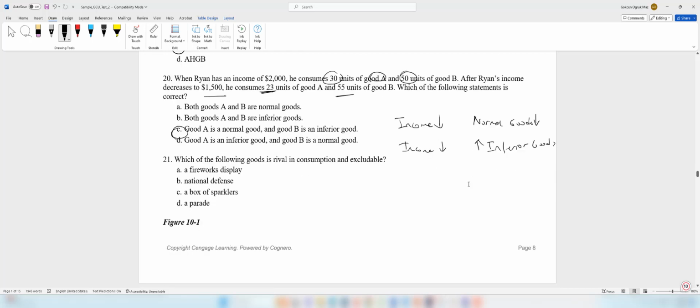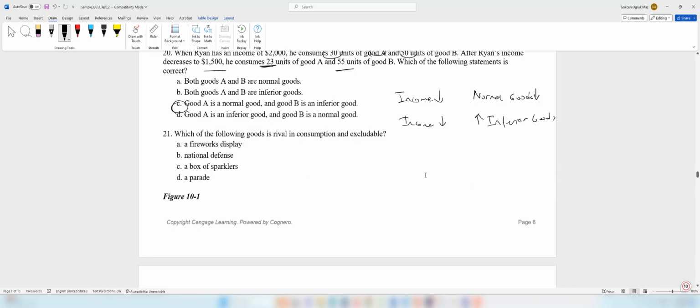Which of the following goods is rival in consumption and excludable? Private goods are rival in consumption and excludable. Fireworks are a public good. They are free. You can't exclude anyone. You can go watch anywhere you want. National defense is a public good. A box of sparklers is an example of a private good because you have to buy it. When you buy, you exclude people and your consumption diminishes the amount available.